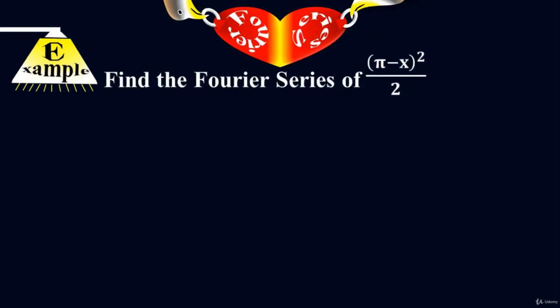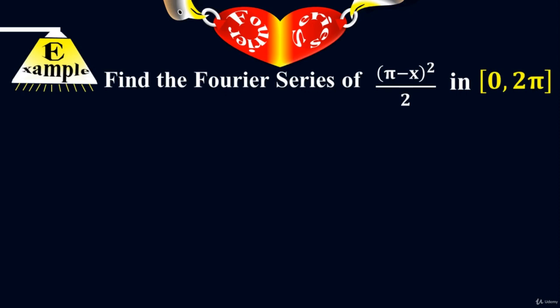Now let me solve a problem to find the value of a function if I have the Fourier series in a full range. Example: find the Fourier series of (pi minus x) whole square over 2 in a range from 0 to 2 pi. Here I don't want to talk about the even and odd functions. I'm going to find the Fourier series in a full range.